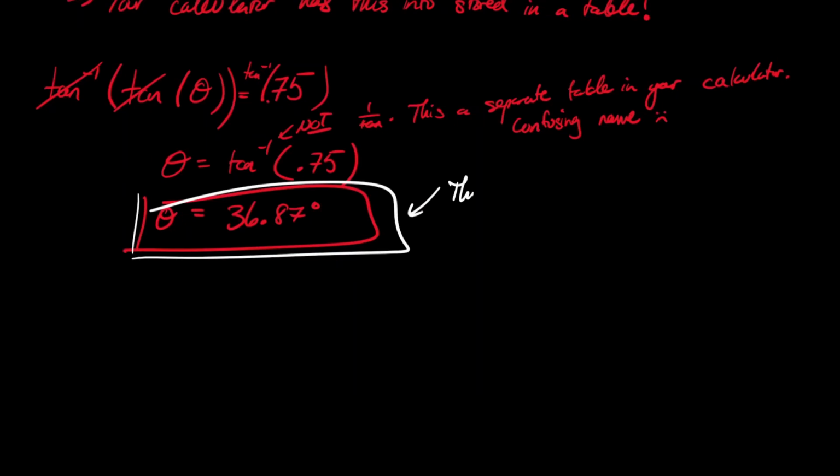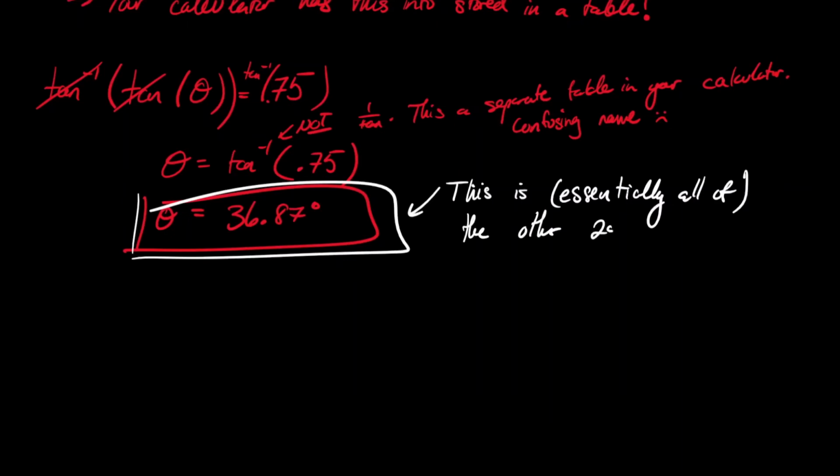And again, this is essentially all of the other 2% of trig you'll do, at least in physics and engineering. So if you've made it so far, once again, even if you're still a little unsure about this, we've only done one example. We're going to do some more in a second. You've got what it takes, basically. Don't worry if it isn't 100% yet. You're going to get this.